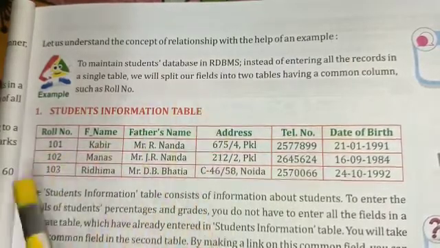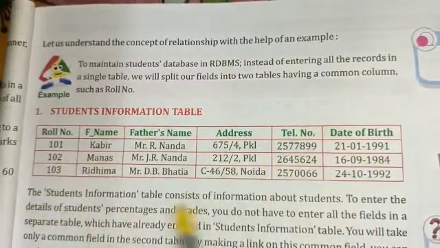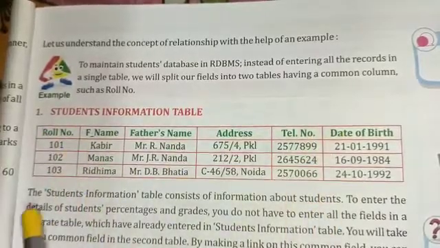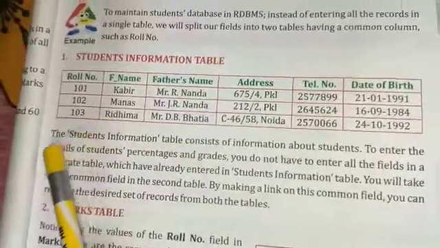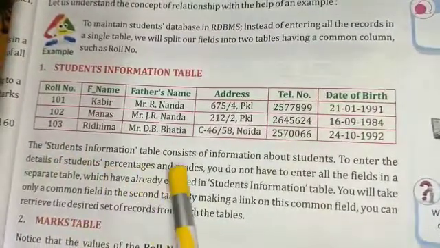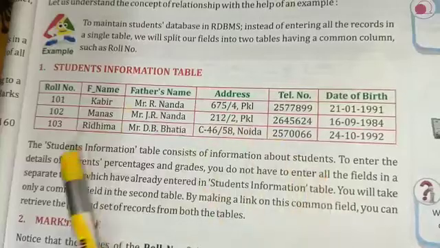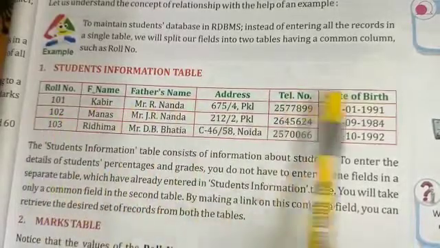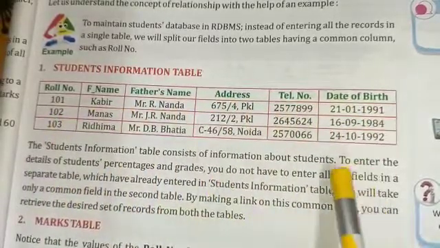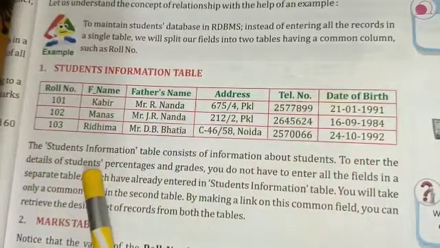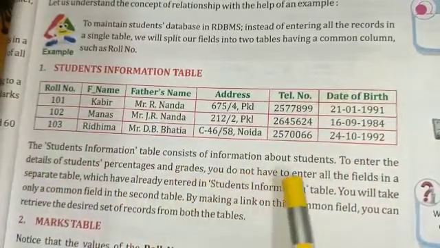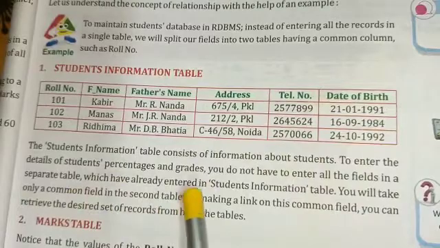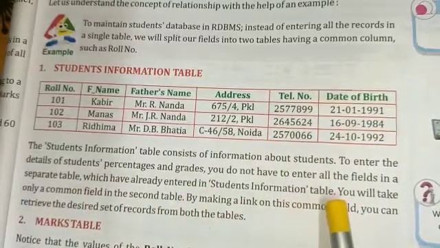Here is a table given, with a roll number given for every student. This is the students information table, which consists of all the information about the students. To enter the details of students' percentage and grades, you do not have to enter all the fields again in a separate table, which have already been entered in the students information table.